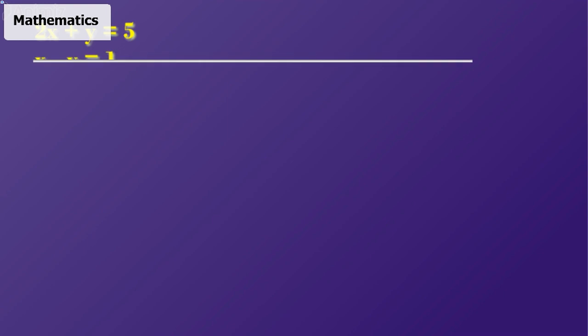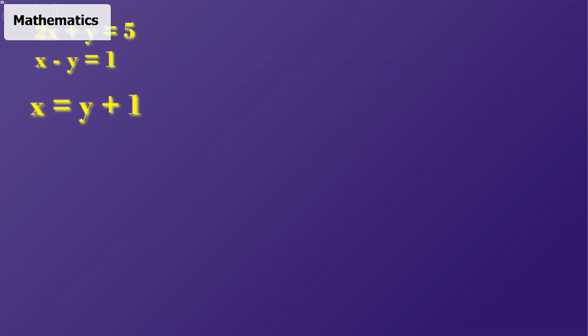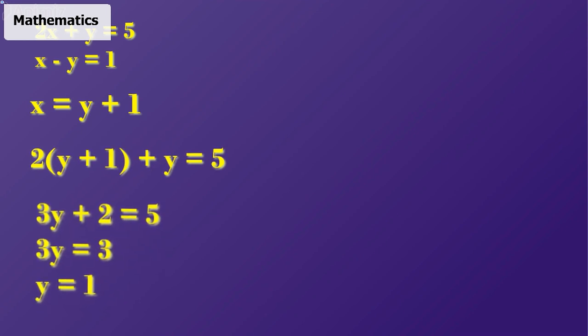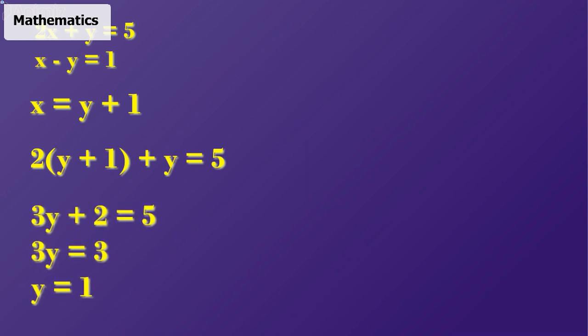2(y plus 1) plus y equals 5. Step 3. Solving for the other variable. Simplifying the equation, we get 3y plus 2 equals 5. 3y equals 3. y equals 1. Step 4. Solving for the first variable.